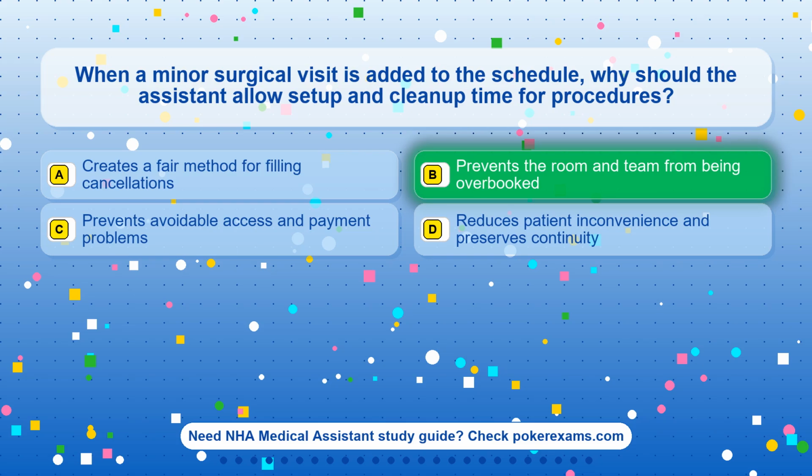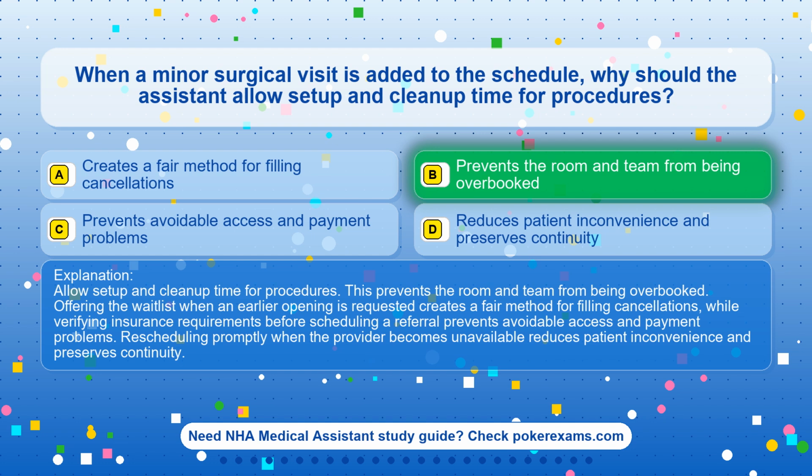The correct answer is option B. Prevents the room and team from being overbooked. Allow setup and cleanup time for procedures. This prevents the room and team from being overbooked. Offering the waitlist when an earlier opening is requested creates a fair method for filling cancellations, while verifying insurance requirements before scheduling a referral prevents avoidable access and payment problems. Rescheduling promptly when the provider becomes unavailable reduces patient inconvenience and preserves continuity.